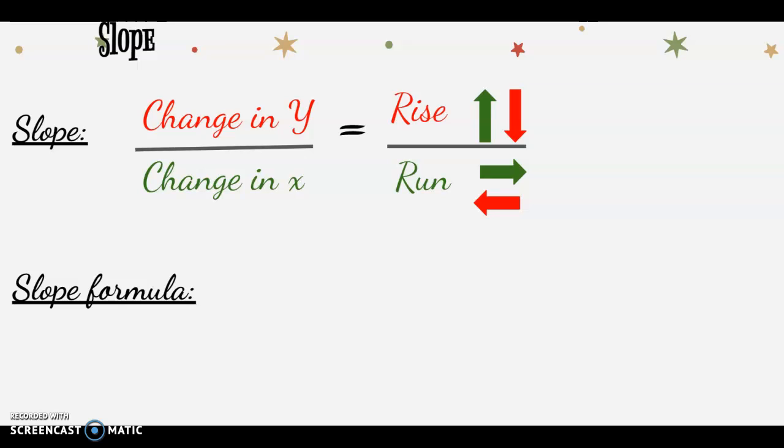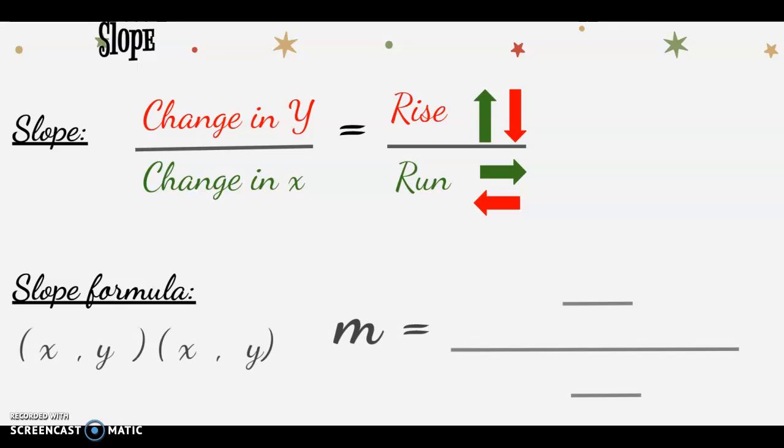Up means it's going to be a positive number. Down means it's going to be negative. Left means I'm going to be negative. Right means I'm going to be positive. So our slope formula, remember the y2 minus y1 over x2 minus x1? This is where it comes into play. So remember, this is all the same thing. Look, the change in my y's over my change in my x's.